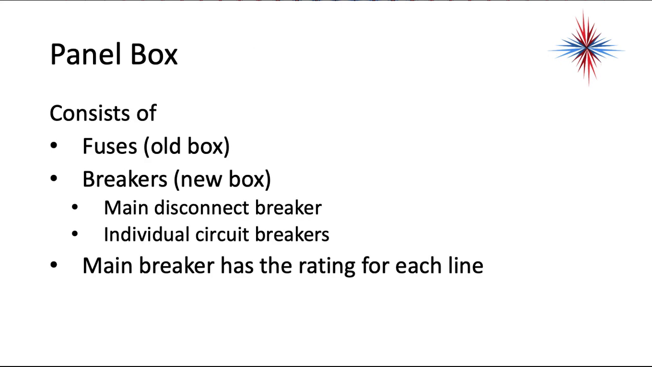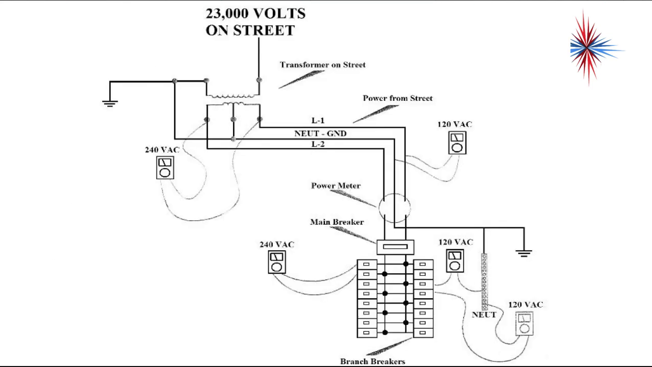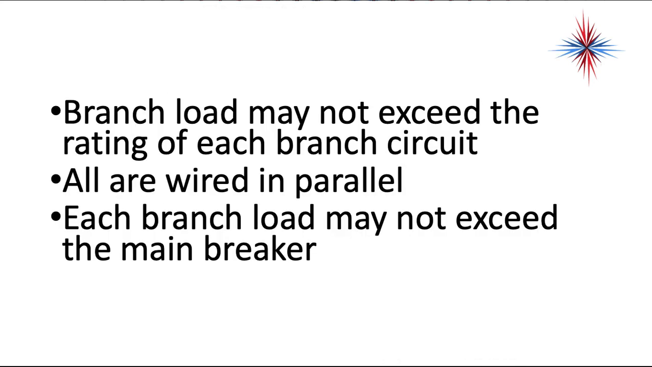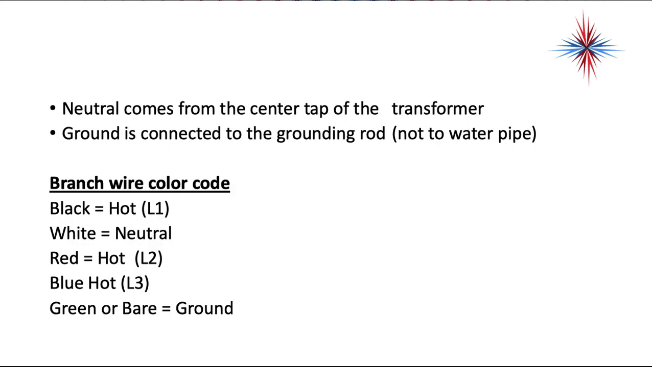So the panel box consists of fuses or breakers. It has a main disconnect and an individual circuit breaker. The main breaker has the rating for each line. Again, we have our branch breakers. Branch loads may not exceed the rating of each branch circuit. Everything is wired in parallel. Each branch load may not exceed the main breaker. Neutral comes from the center tap of the transformer, and ground is connected to the grounding rod, not to a water pipe.